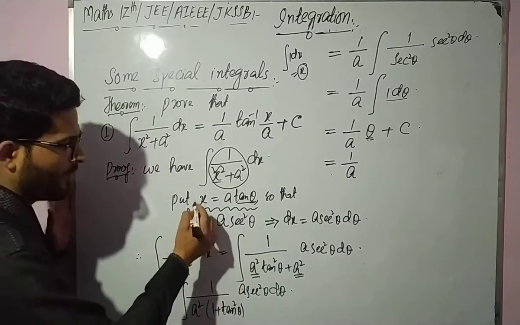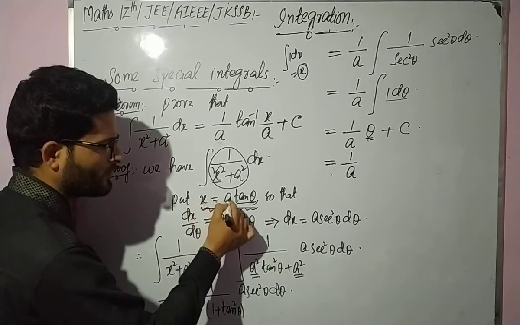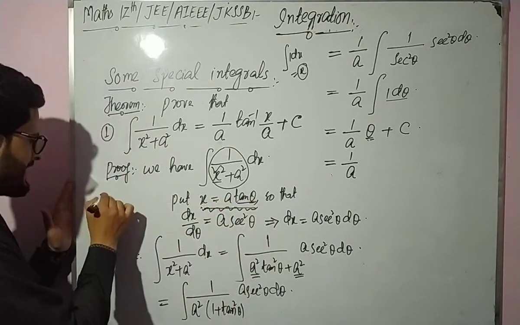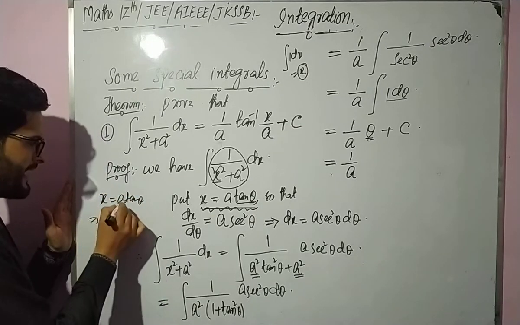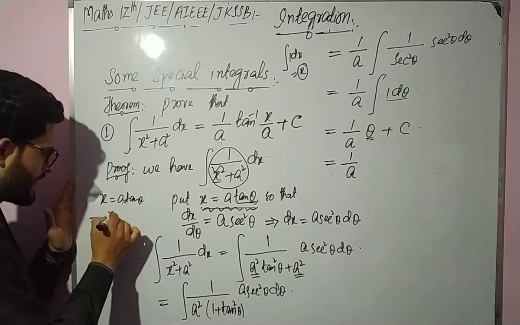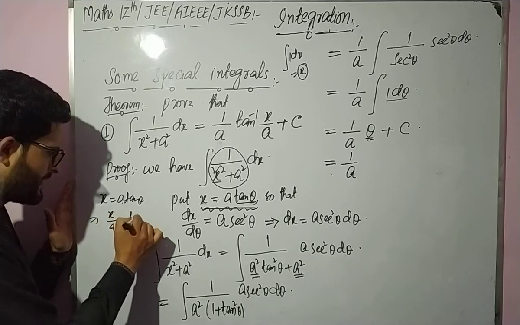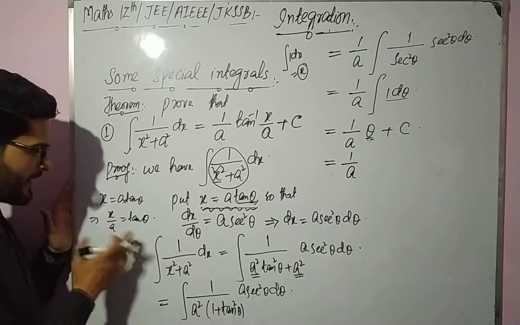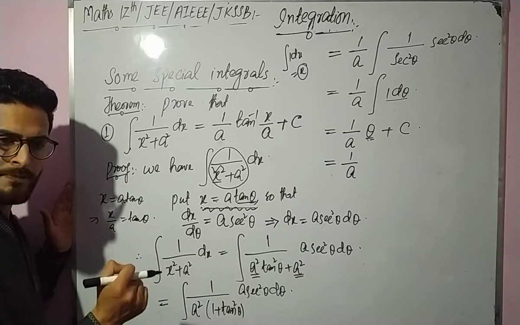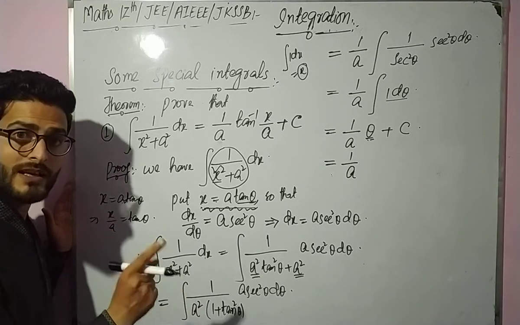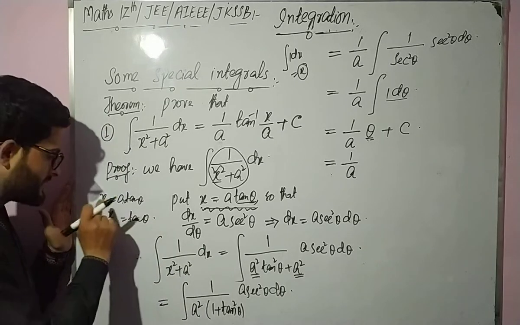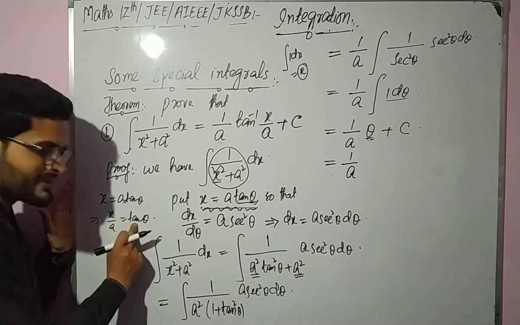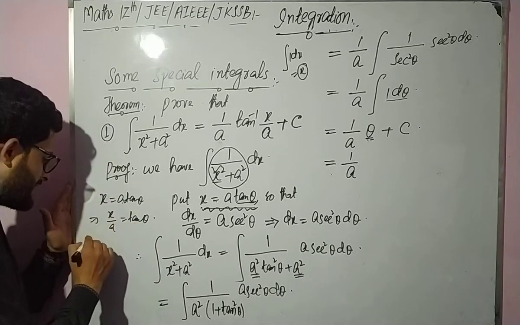Now since we have taken x is equal to a tan theta, this implies, dividing by a, that x divided by a must be equal to tan theta. Operating tan inverse, or using the injectivity of the inverse tangent function in the restricted domain, tan inverse of tan becomes the identity function.